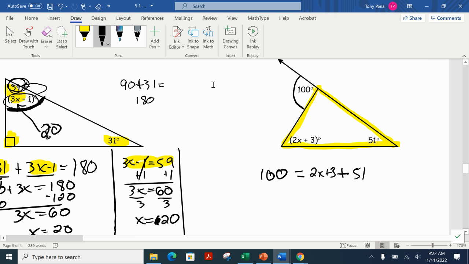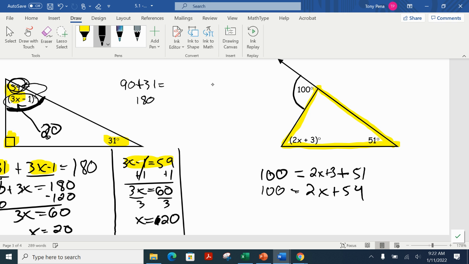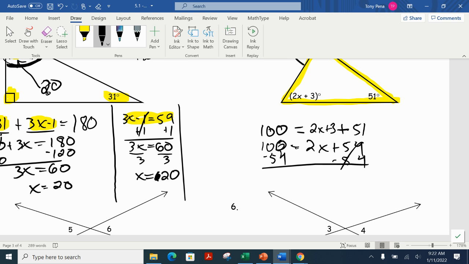I think that's the easiest, most efficient way to go about this. This exterior angle is equivalent to the opposite interior angles added together. We then just go through the algebra here. 2x plus 54 as we combine these like terms. Subtract that 54 over. So that we get what? 46 equals 2x. Divide both sides by 2. And our x should be 23.